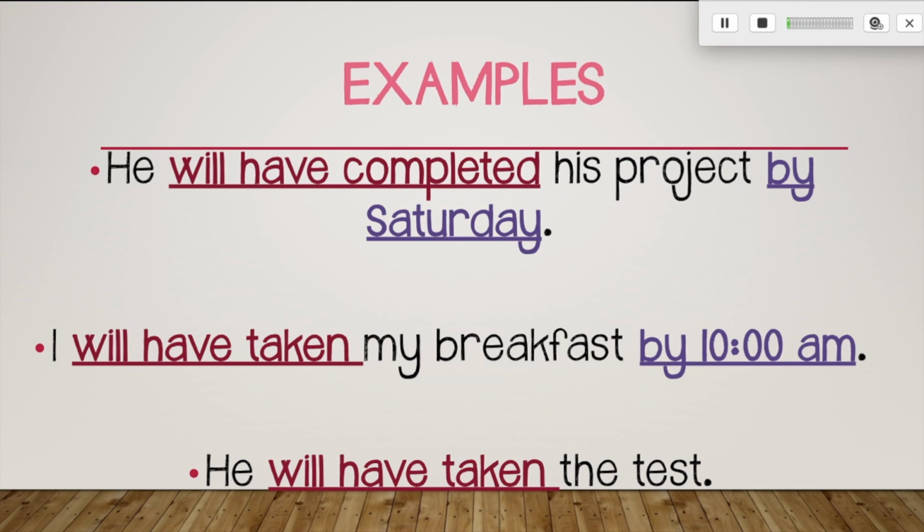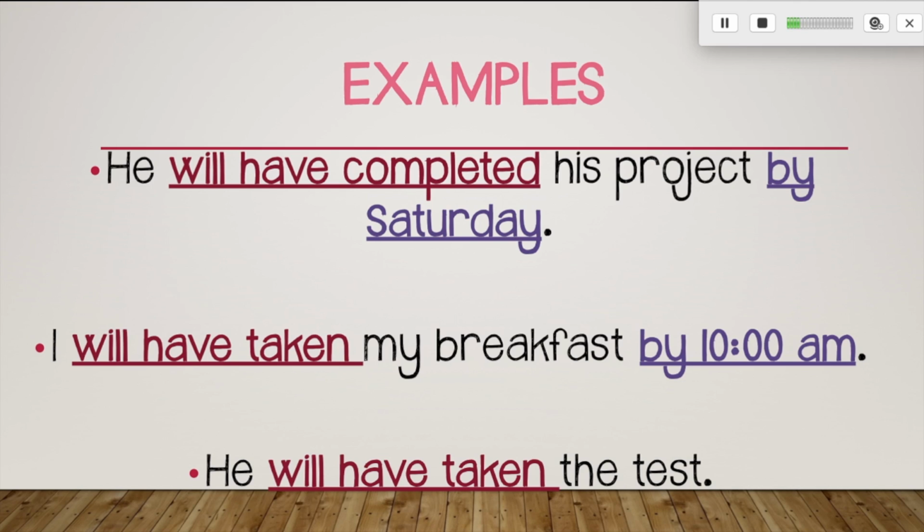Right now, I'm going to give you some examples of positive sentences. The first one says, he will have completed his project by Saturday. So in this example, we are saying that before Saturday, he will have completed his project. So he hasn't completed his project yet because it's something he will do in the future. So we have the subject, then will have, then the verb, and then the object.